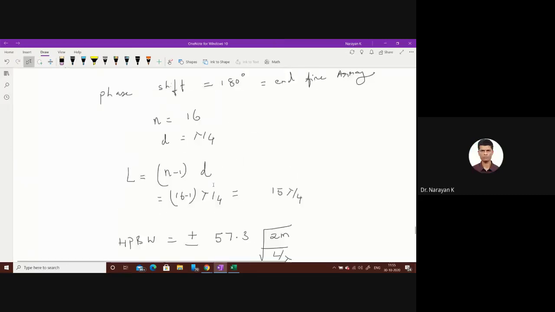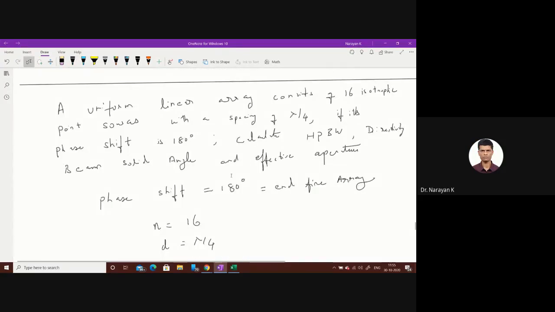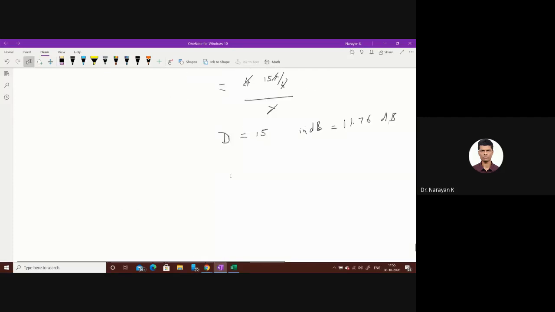So anything else he has asked? Find the directivity, beam solid angle. Next, we have to find the beam solid angle. This is from your last unit. Your beam solid angle is nothing but 4 pi divided by directivity. Use the normal directivity, not in dB. So that is 4 pi divided by 15. Substitute this and tell me. This is your beam solid angle. From your previous module, you know, beam solid angle is 4 pi by directivity.